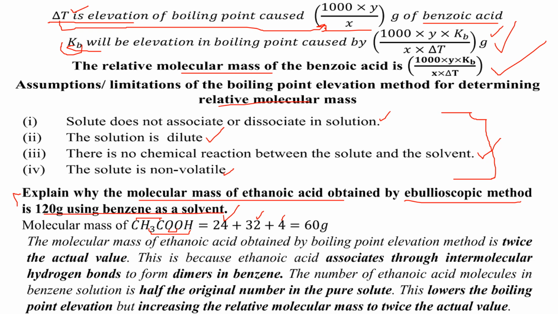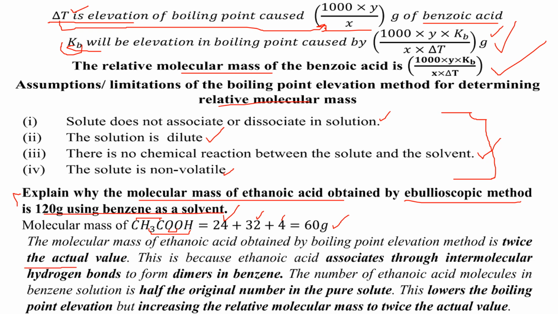So if you look at this, the given mass in the question is twice the actual theoretical value. So what comes with that? I told you that if the colligative property is higher, molecular mass is going to be lower. But in this case, in the question, molecular mass is higher. That means that the value of the colligative property was low. And it also means that the number of solute particles in the solution reduced. So what brought that? We are saying that the molecular mass of ethanoic acid obtained by boiling point elevation is twice the actual value.